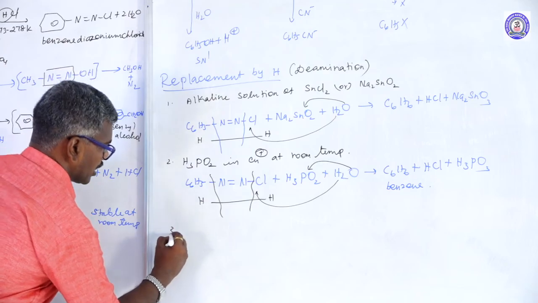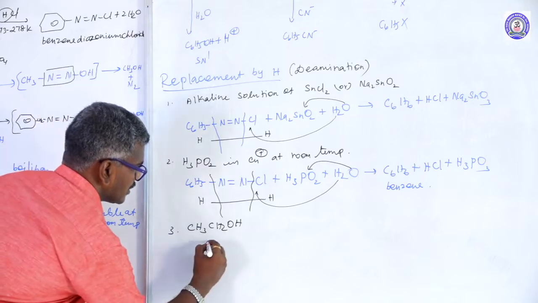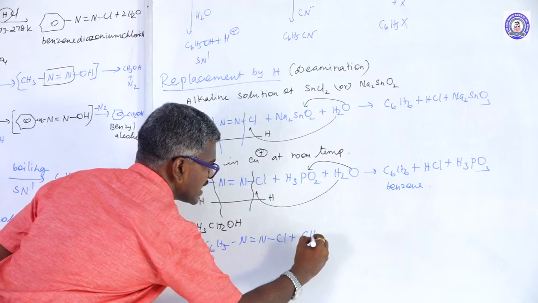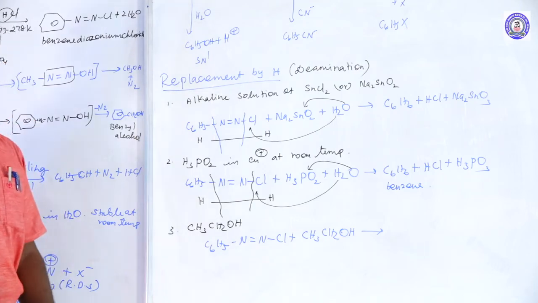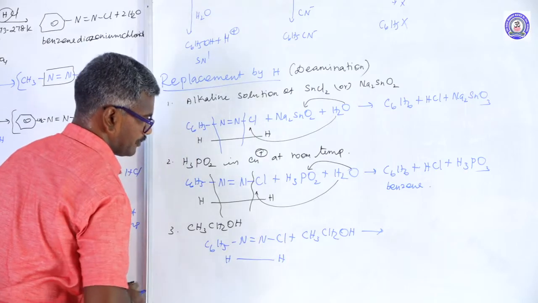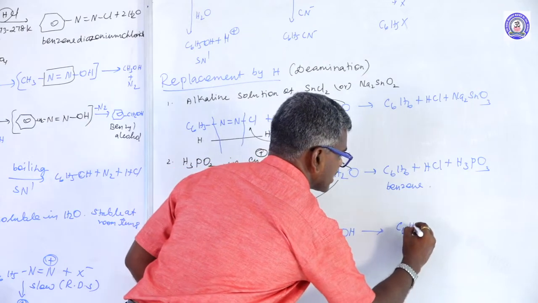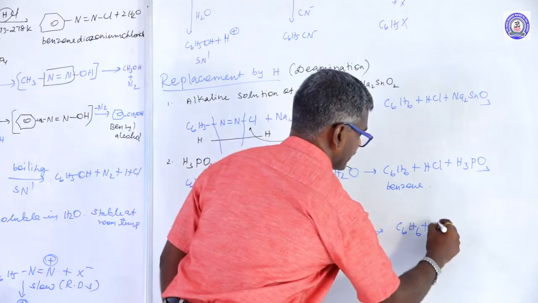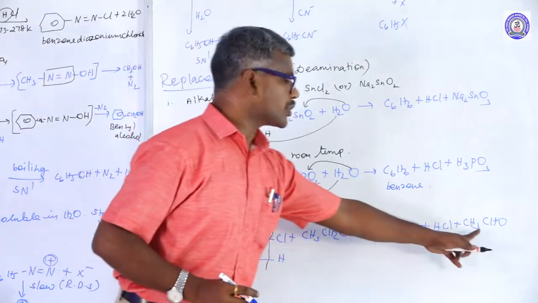Another method is from ethanol, CH3CH2OH. C6H5 N double bond N Cl reacts with CH3CH2OH. This reaction is an oxidation reaction. These two hydrogens can be removed as hydrogen. This bond breaks to form C6H6 plus HCl plus CH3CHO. The alcohol is converted into aldehyde.